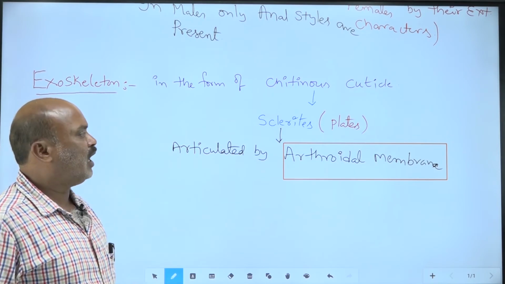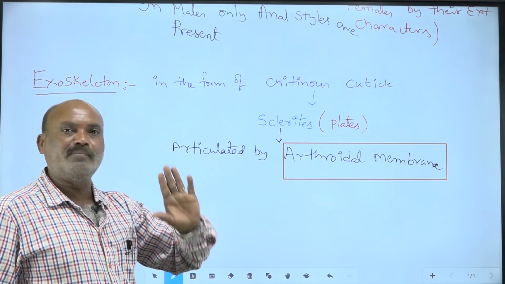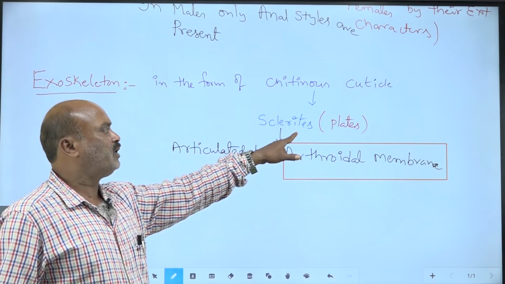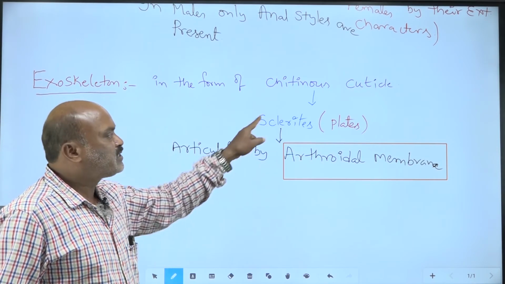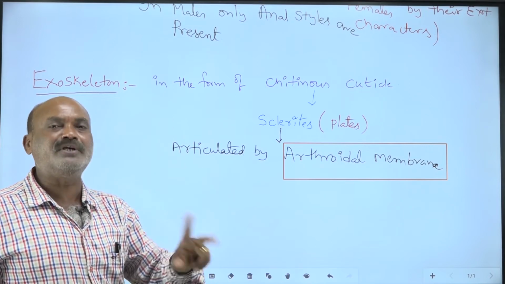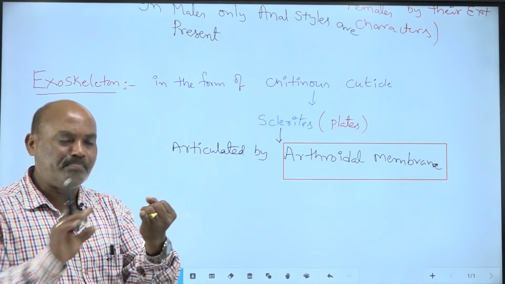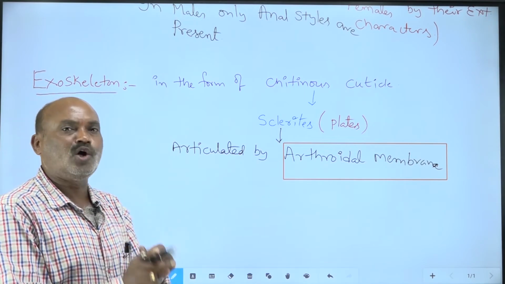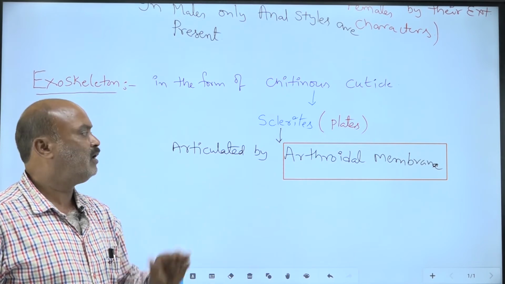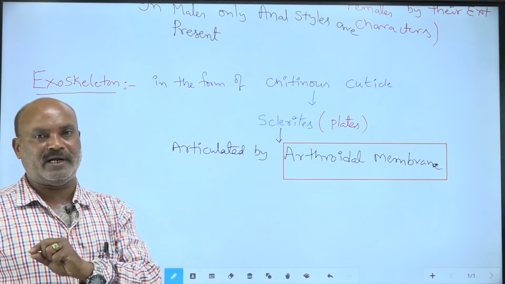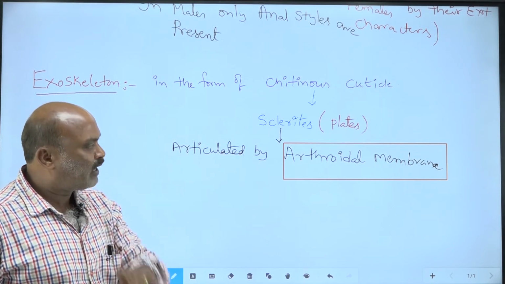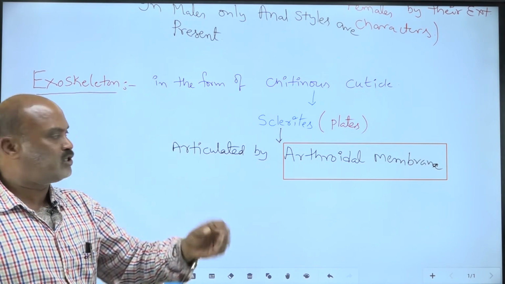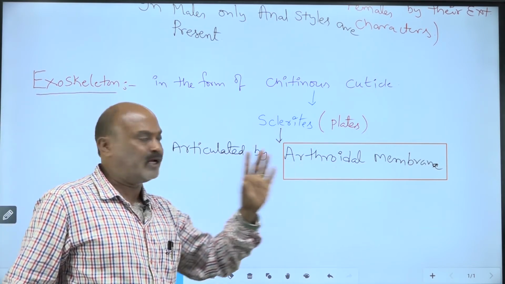In entrance examination, how can they ask a question about the arthroidal membrane? In cockroach, the exoskeleton is in the form of chitinous sclerites. These sclerites are articulated by which membrane? One option, basilar membrane. Second option, tectorial membrane. Third option, arthroidal membrane, and fourth option, Reissner's membrane. In these four, only one membrane is related to the exoskeleton of cockroach, that is the arthroidal membrane.